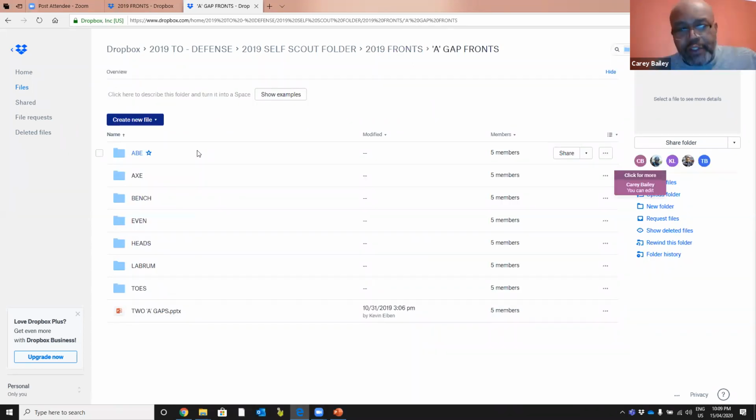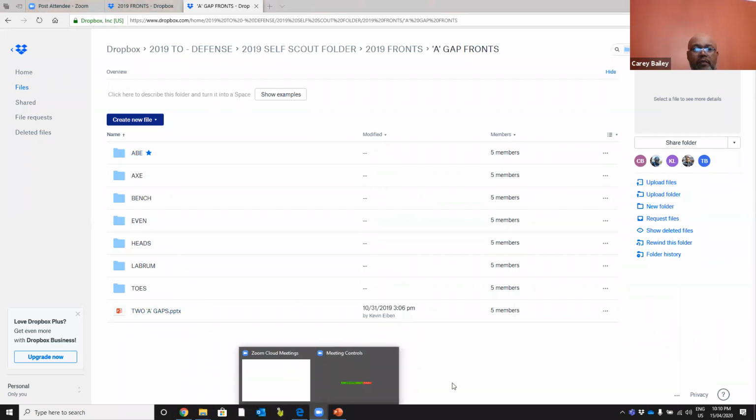Okay, now this is some film that we had last year from Toronto, and there's some nice movement here, and I really want to concentrate on that. There's some nice movement here with regards to how we try to create penetration with gap exchanges between tackles, gap exchanges between tackles and ends, and then even getting with some of the linebackers.